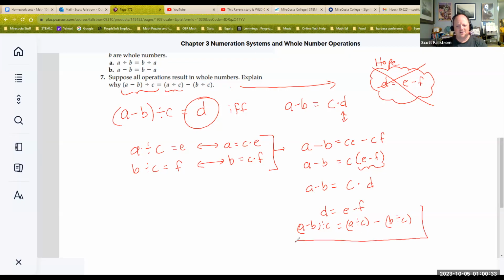So all this did to get to this stage was use the definition of division. I said, I don't know what this is equal to, so I'll call it something. I don't know what these are equal to, so I called them something. Then I used that definition of division to turn this back into an equation that doesn't actually have division at all. And so now I can show that a minus b is equal to something, dot, dot, dot.